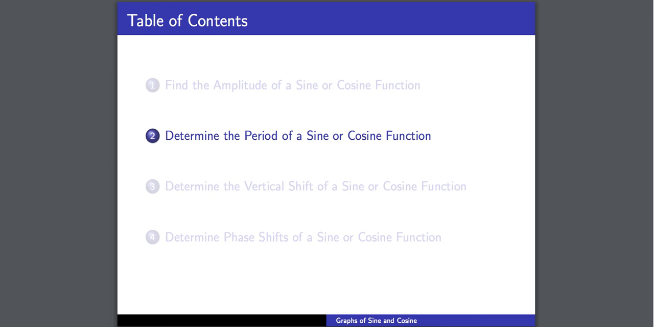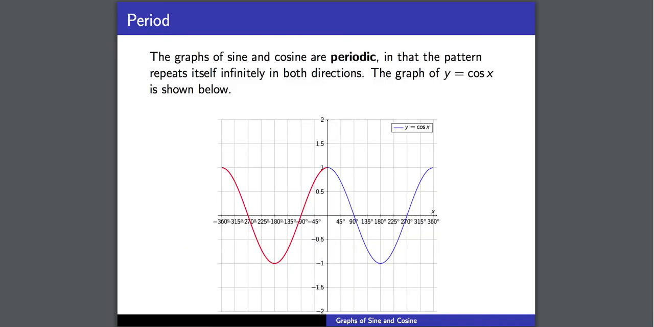Alright, in this video we're going to take a look at the period for the graph of sine and cosine. So the graphs of sine and cosine functions are periodic in that the pattern is going to repeat itself infinitely in both directions. So here we have a graph of cosine of x in blue, and notice it's the same graph to the left of the y-axis as well.